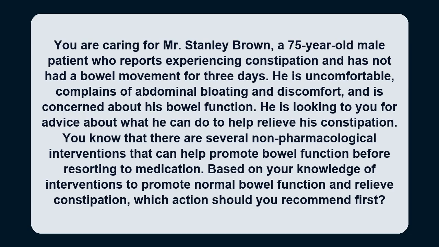Question 5. You are caring for Mr. Stanley Brown, a 75-year-old male patient who reports experiencing constipation and has not had a bowel movement for 3 days. He is uncomfortable, complains of abdominal bloating and discomfort, and is concerned about his bowel function. He is looking to you for advice about what he can do to help relieve his constipation. You know that there are several non-pharmacological interventions that can help promote bowel function before resorting to medication. Based on your knowledge of interventions to promote normal bowel function and relieve constipation, which action should you recommend first?